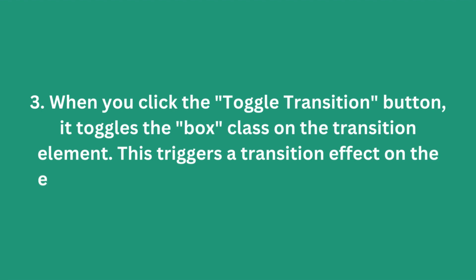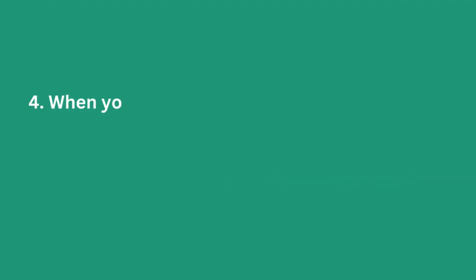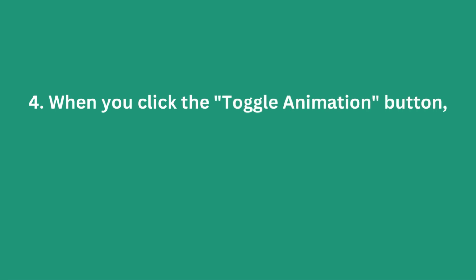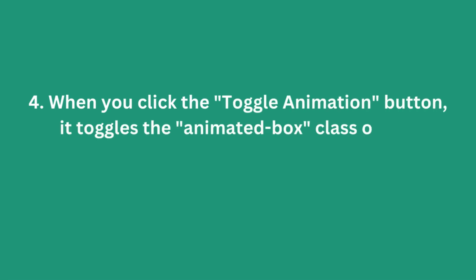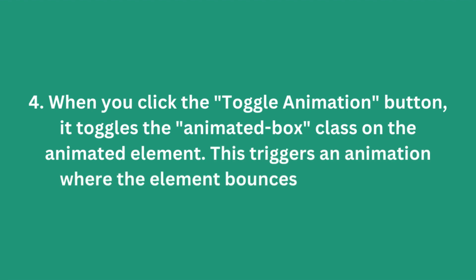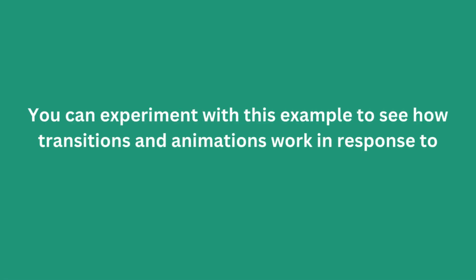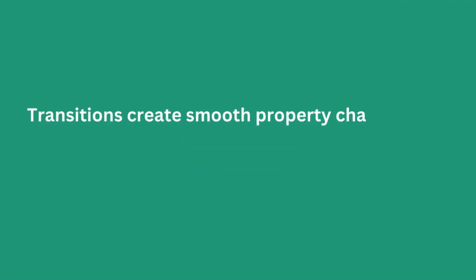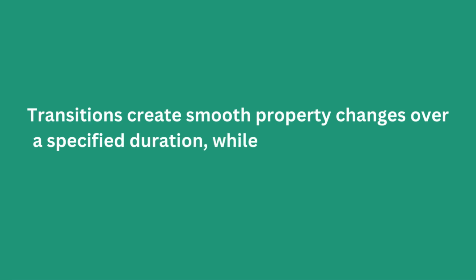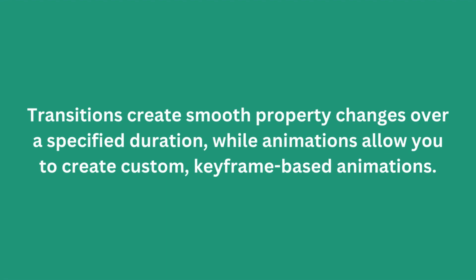3. When you click the toggle transition button, it toggles the box class on the transition element. This triggers a transition effect on the element's width, height, and background color. 4. When you click the toggle animation button, it toggles the animated-box class on the animated element. This triggers an animation where the element bounces up and down. You can experiment with this example to see how transitions and animations work in response to button clicks. Transitions create smooth property changes over a specified duration, while animations allow you to create custom, keyframe-based animations.